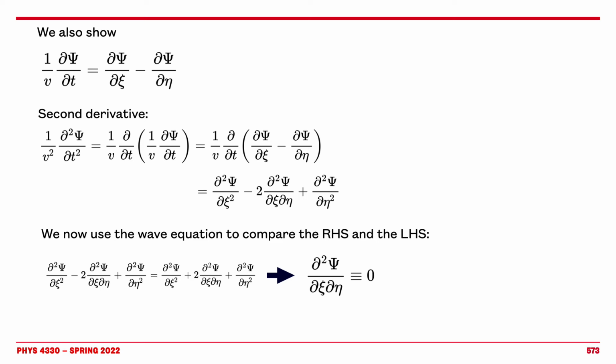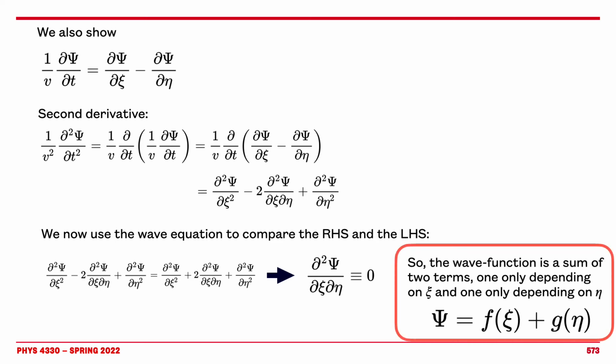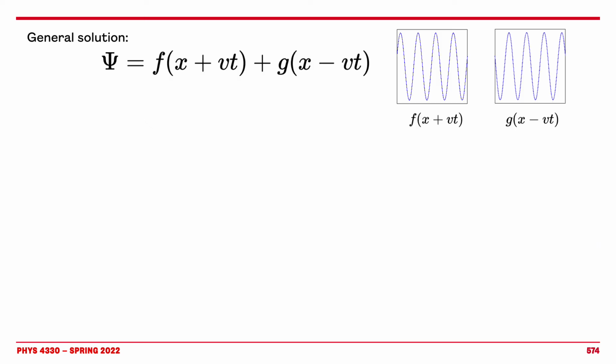In other words, to put it mathematically, and this is an important result in the red box, the solution of the wave equation is a sum of a function of xi and a function of eta, but not a function of both. Because a function of both would yield a cross derivative that's not equal to 0. So that's extremely central to wave physics in general. Now, if we remember what xi and eta are, which are x plus vt and x minus vt, what we have is this equation. So it looks like the solution is a sum of two functions.